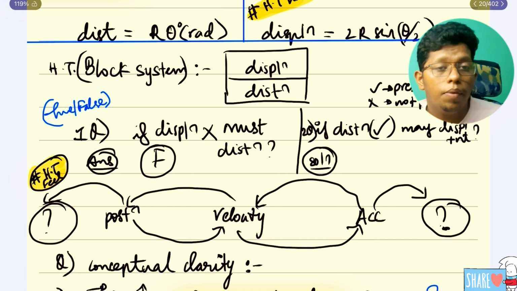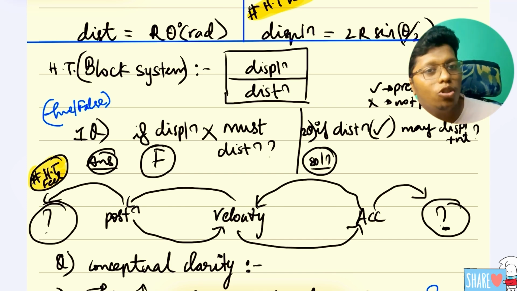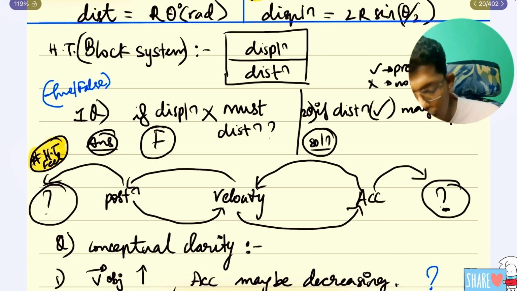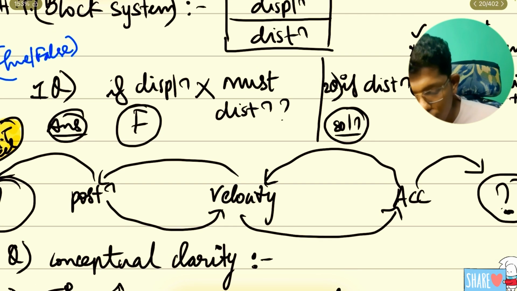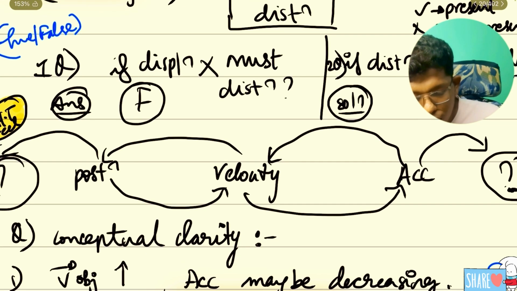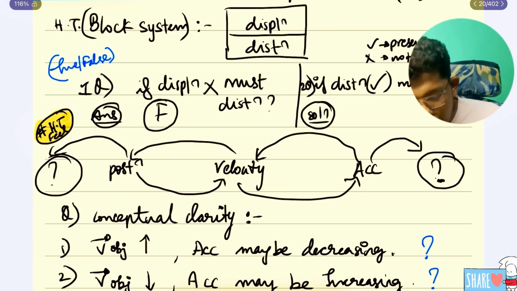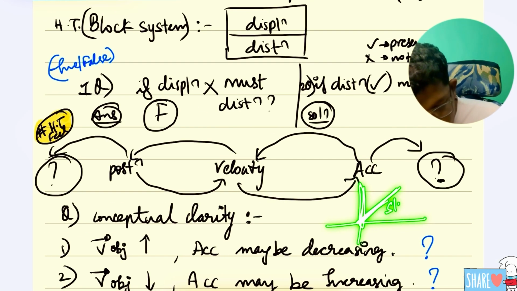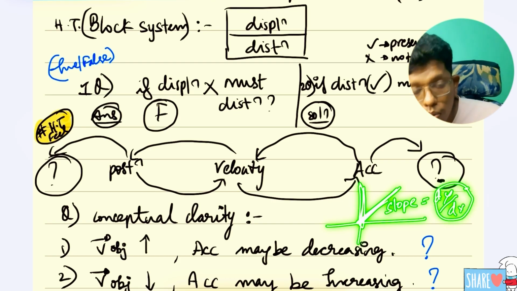Non-math students, many of them have confusion in changing the position, velocity, acceleration. They have confusion in differentiation, integration and all. I'm going to give a very quick clarity about it. If I say any graph like this, there is a slope. Slope is nothing but dy by dx. This already I have taught you, the slope is equal to that.